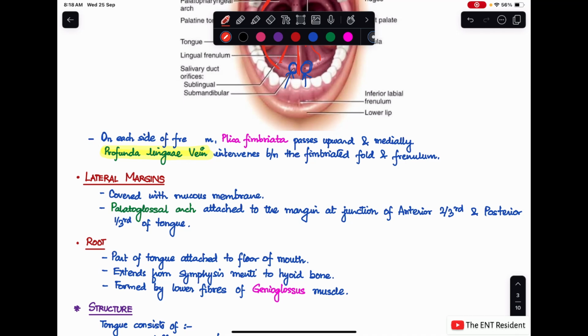And last of all is the root of the tongue. Now, the root of the tongue, as I mentioned right in the beginning, is the part of the tongue which is attached to the floor of the mouth. It extends from the symphysis menti to the hyoid bone, and it is formed by the lower fibers of the genioglossus muscle.